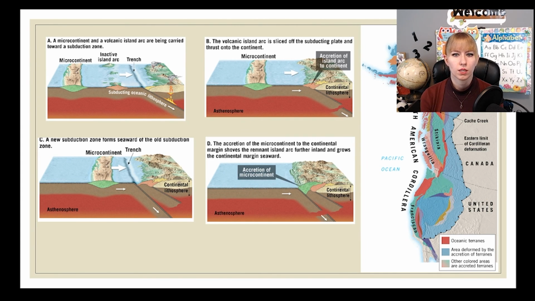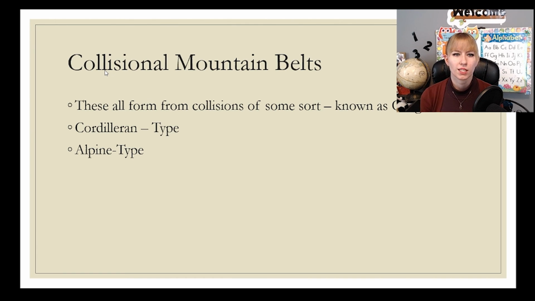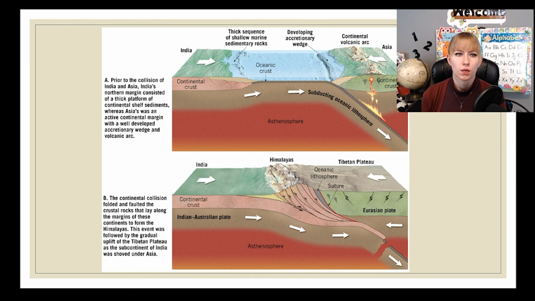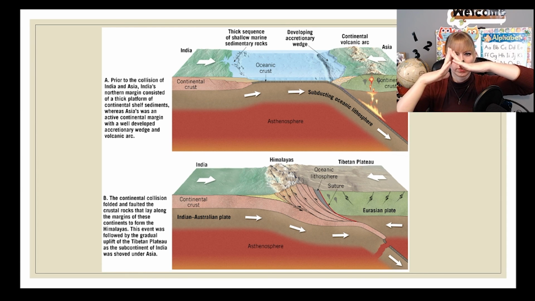such as the North American Cordillera, which goes from the upper United States into Canada and Alaska. These were due to microcontinents being shoved into the North American plate. Collisional mountain belts, such as alpine-type mountains, are the result of continental collisions, like the Himalayas. In this case, you're going to have a continent like India being shoved into the Eurasian plate, forming compressional mountain ranges like the Himalayas.